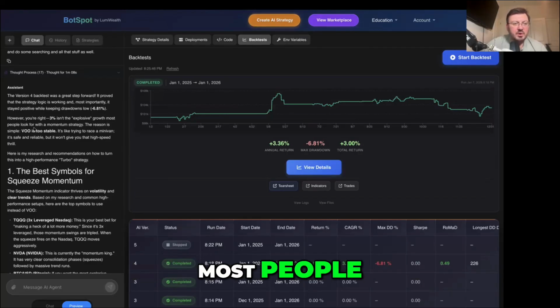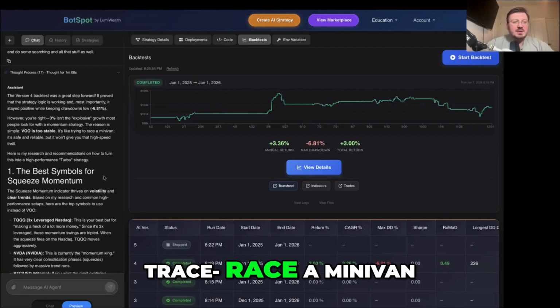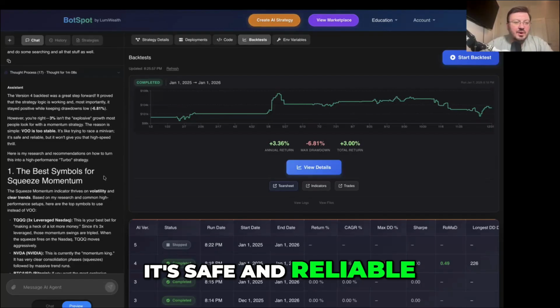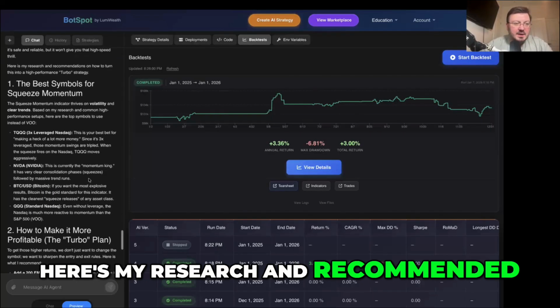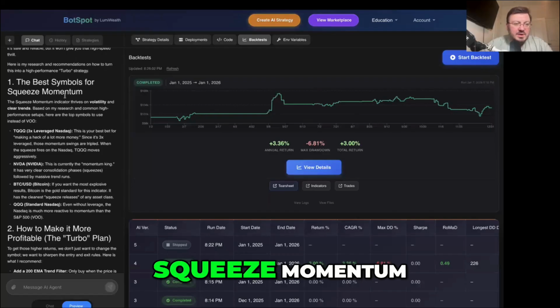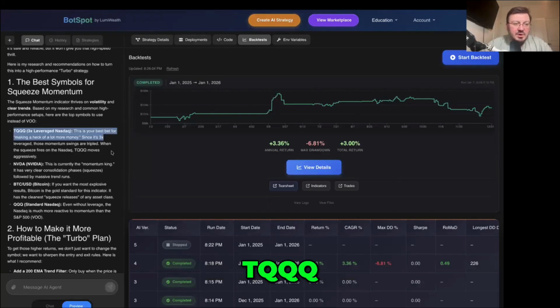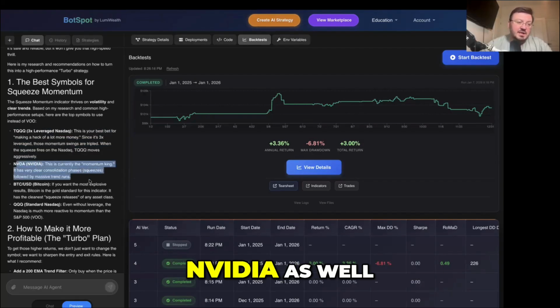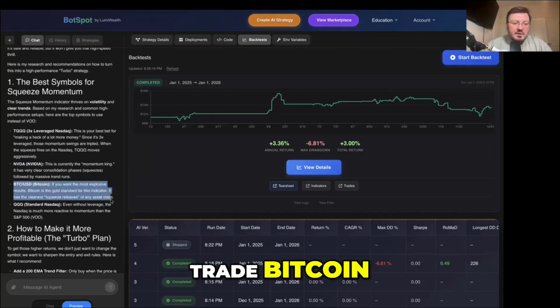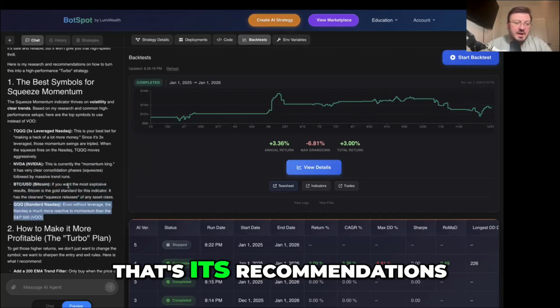Most people look for momentum strategy. The reason is simple. VOO is too stable. It's like trying to race a minivan. It's safe and reliable, but it won't give you that high-speed thrill. Here's my research and recommended. The best symbol for squeeze momentum, TQQQ. This is your best bet for making a heck of a lot more money since it's 3x leveraged. NVIDIA, this is currently the momentum king. That would be an interesting one to trade NVIDIA as well. Trade Bitcoin or trade QQQ. That's its recommendations.